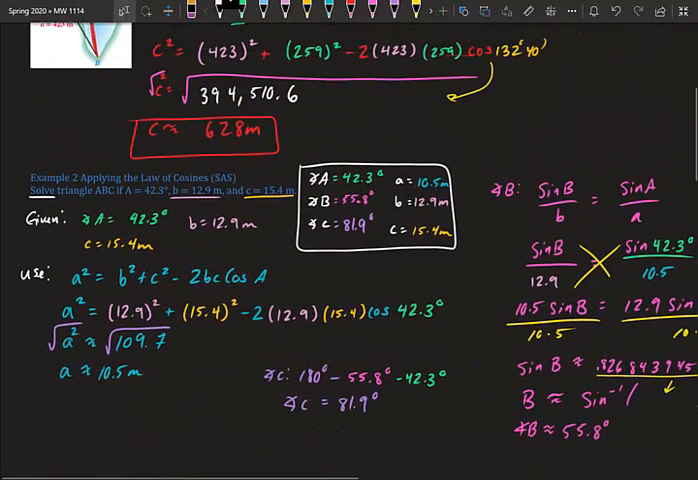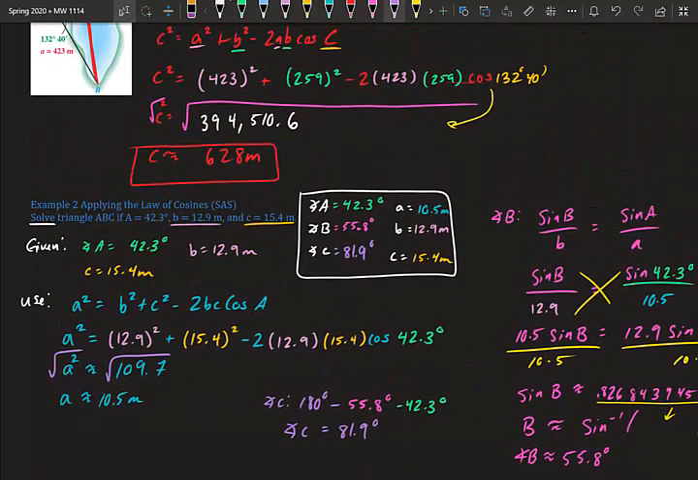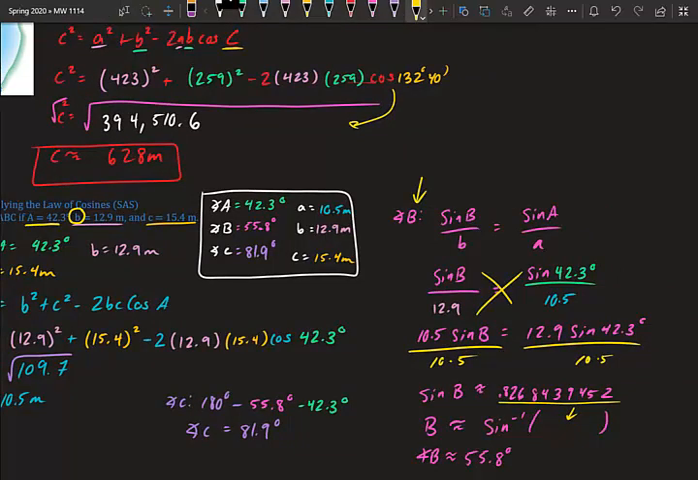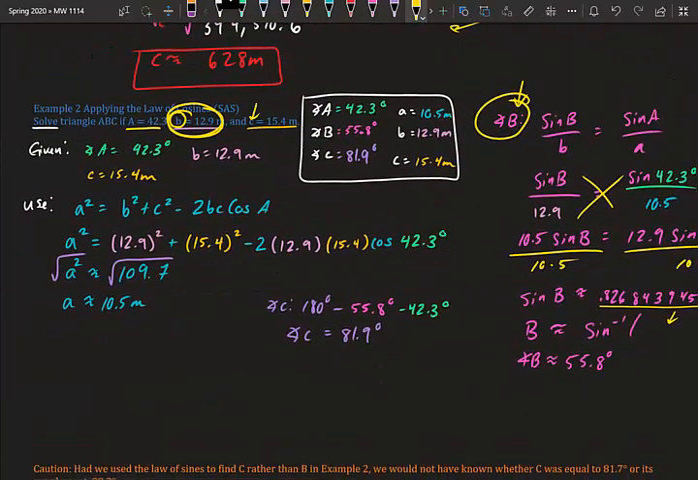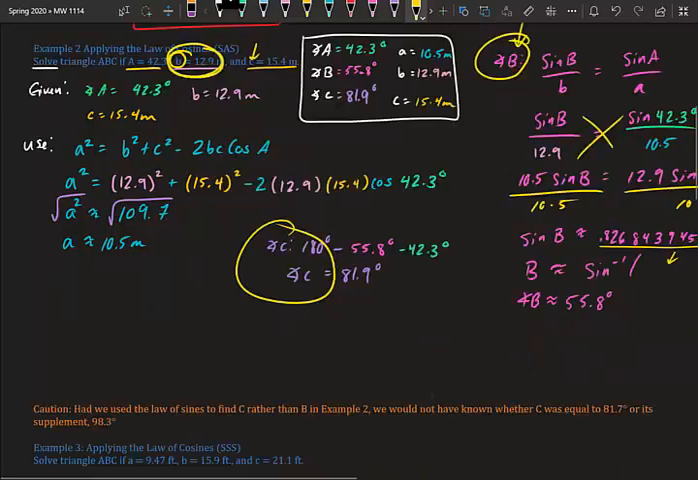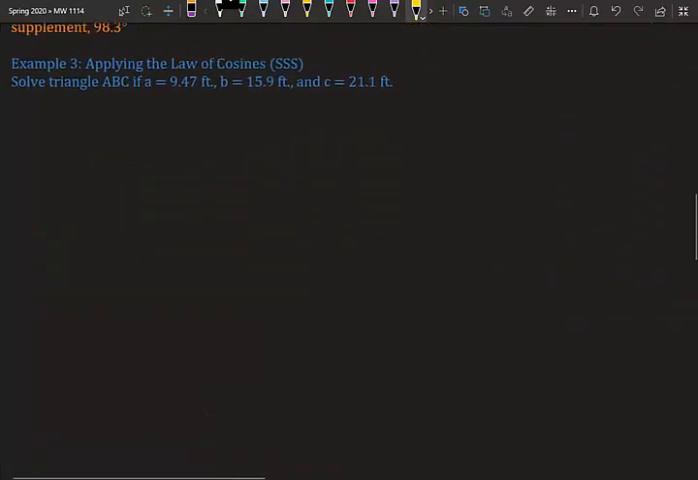Meaning, see how we're given angle A, then side B? That's why after we found side A, we went and found angle B, because that is what was next in the order in which they gave us, was side B. So that's why we found angle B. And then last was C. That's why last we found C. Okay. All right.